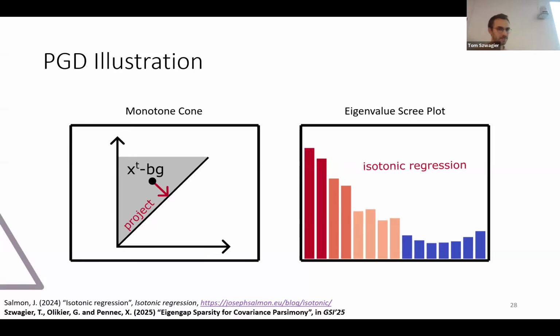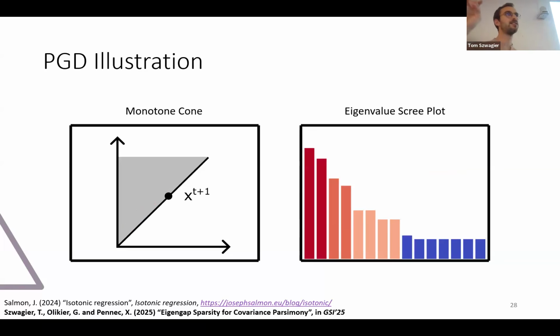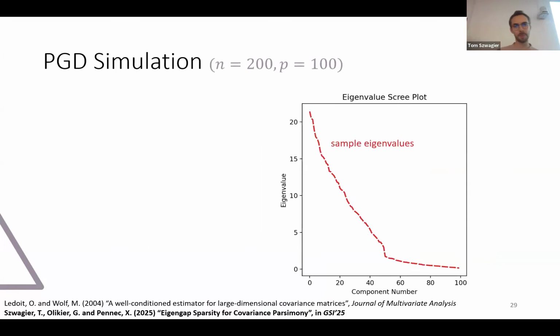And what is really nice is that this projection step, which usually is quite costly, in our case is exactly the problem of isotonic regression. And we have a linear time algorithm for solving that. It boils down to equalizing the eigenvalues which violate the ordering constraints. So this isotonic regression automatically brings parsimony into your covariance. So it's exactly what we wanted.